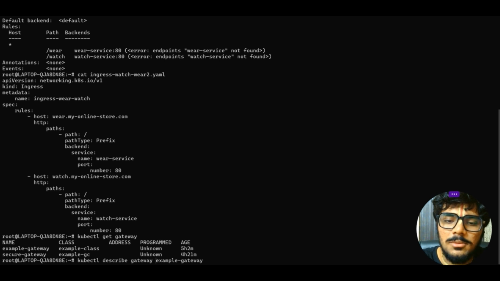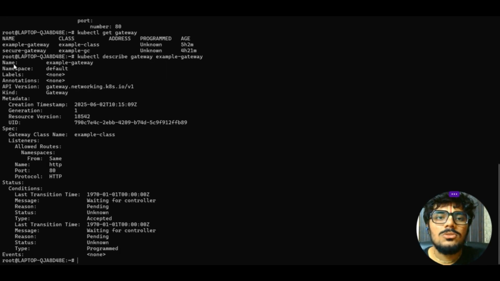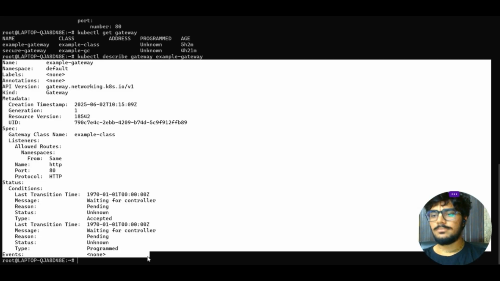I think I need to write about gateway as well. So here we have our whole file about the gateway APIs. First one, the name, example gateway, and then the namespace is default. It doesn't have any namespace at the moment. Then the labels, annotations, and the API version is gateway.networking.kubernetes.io/v1. Then the kind is Gateway, metadata. Alright, one more thing, the API version of gateways is something else. It's gateway.networking.kubernetes.io/v1. It isn't the same as the Ingress. Ingress had only networking.kubernetes.io/v1.